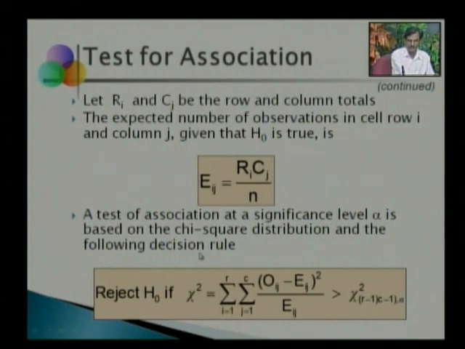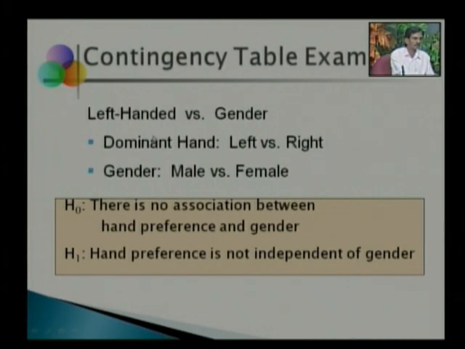So again, if you look at the test statistic, it is similar to the previous one. The only difference is that since here we have a two-way table, there is a double summation. So the chi-square statistic is the double summation of (Oij minus Eij) square upon Eij, and the decision is to reject H naught if chi-square calculated is greater than the chi-square table value. So here let us consider a numerical example for this contingency table.